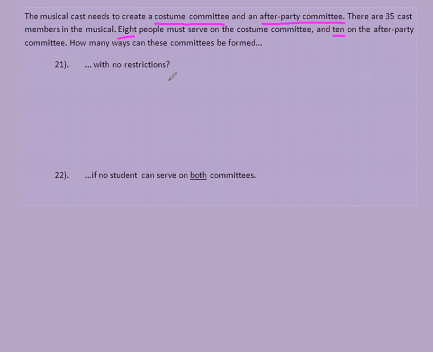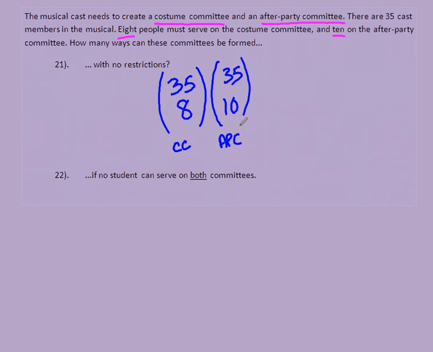Well, for the costume committee, there's 35 people. I need to choose 8. Remember, committees, you're thinking this binomial idea of choosing people. So this is for the costume committee, but then we also need the after-party committee. Well, there are 35 people. I need to choose 10 to be on that committee as well. So that's the way to make it with no restrictions whatsoever.